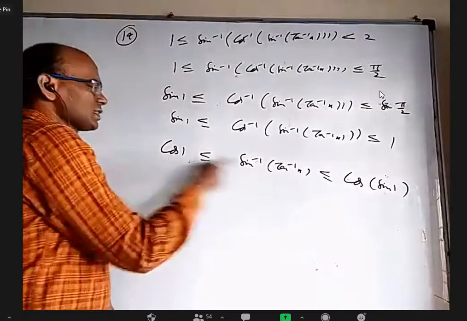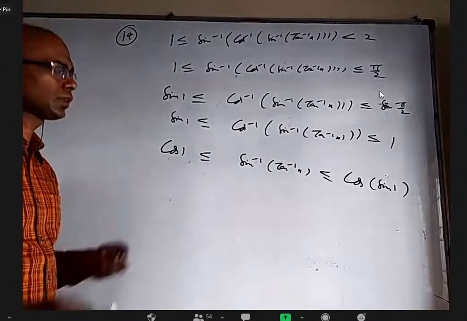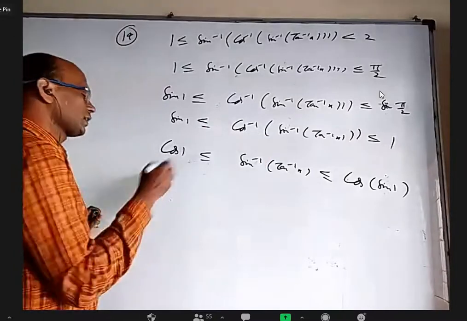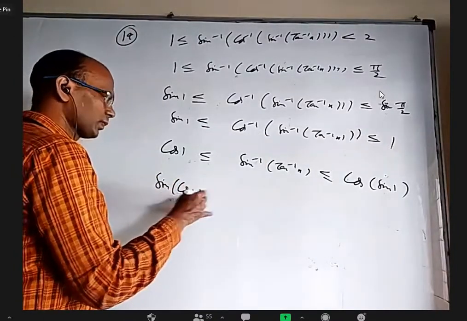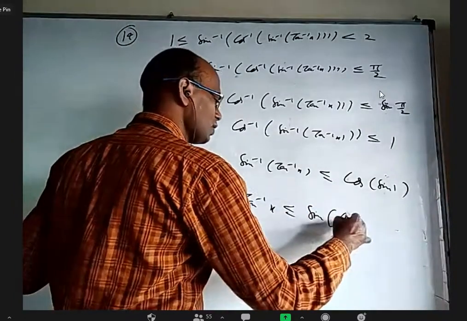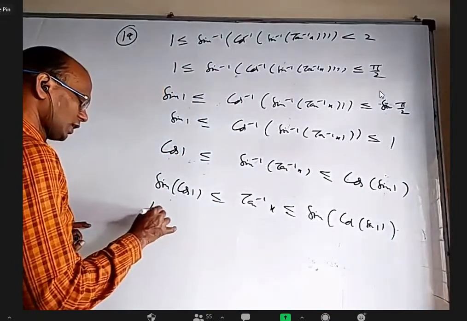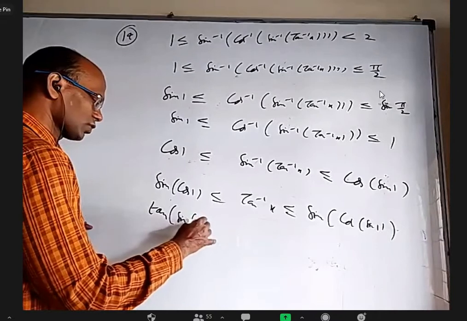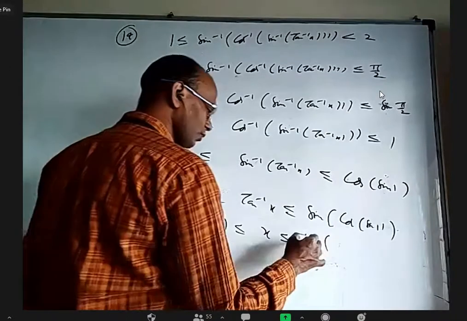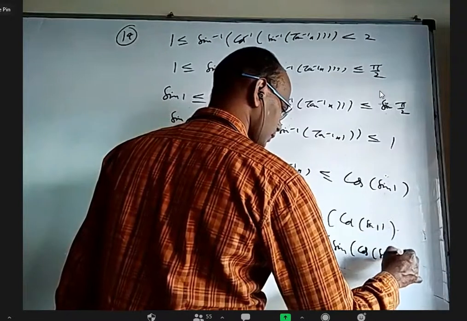Everything is within the principal values of sine, because cos of something is between -1 and 1, so this is also between -1 and 1. I can apply sine now, and sine is an increasing function, so the inequality will not change. Sine of cos 1 less than or equal to tan inverse x less than or equal to sine of cos of sine 1. Then you apply tan also, you will get tan of sine of cos 1 less than or equal to x less than or equal to tan of sine of cos of sine 1.